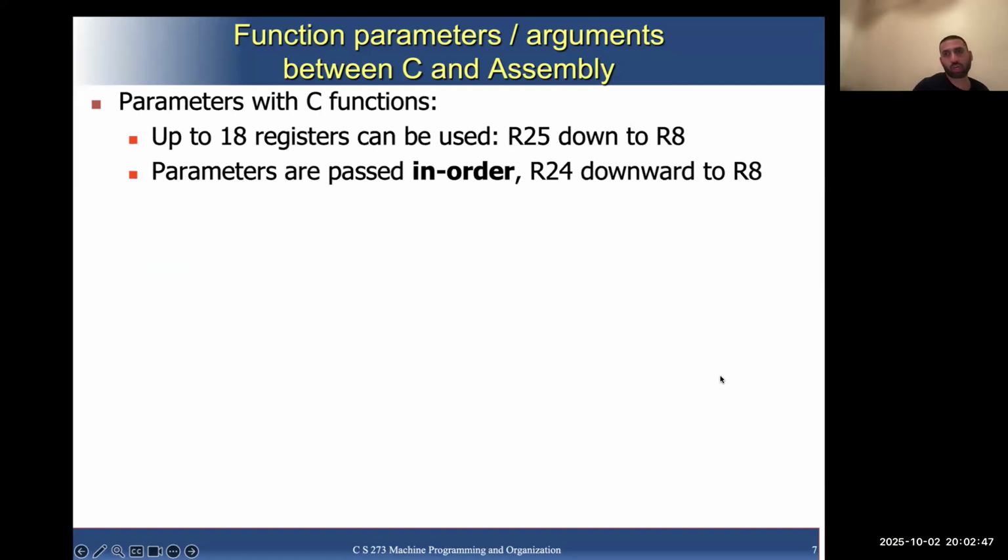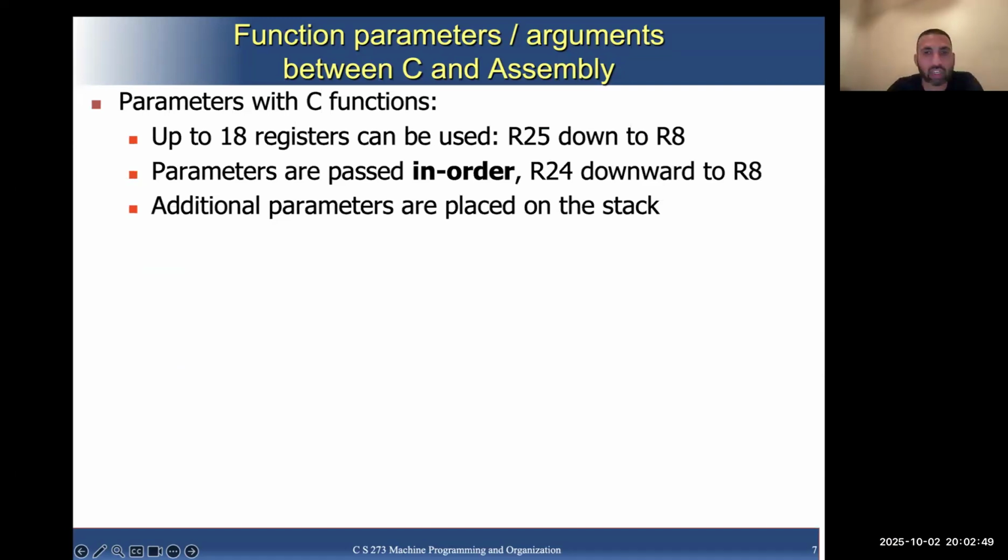So that is what we mean by parameters are always passed in order, downward from R24. Maximum we have 18 registers, which means 9 pairs. So in our example we can pass a maximum of 9 parameters from function A to function B. So what if we have additional parameters which we want to pass from A to B? Then what we do is we can put them on the stack.